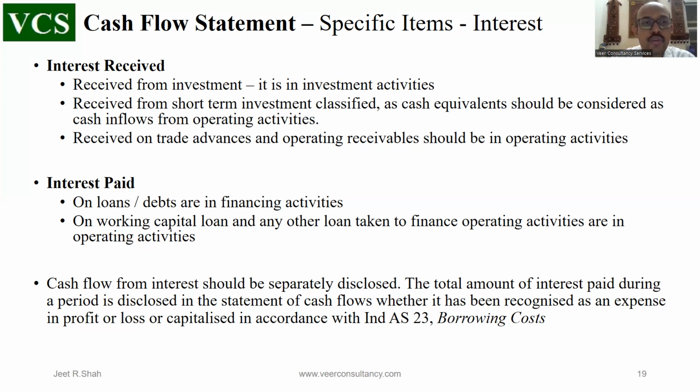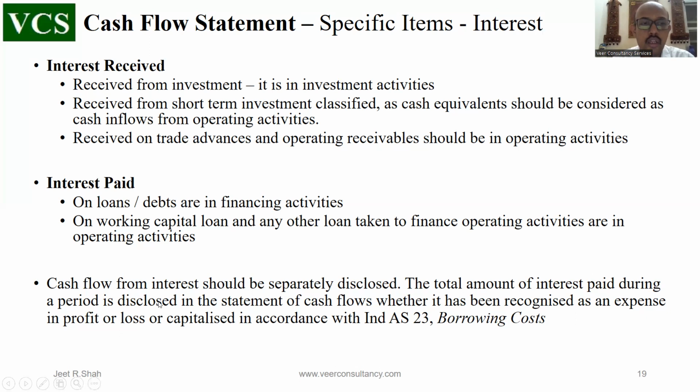And the interest that you receive on trade advances and operating receivables should be in operating. If you are charging some interest for a person not paying you on time, where will that interest come? It will be a part of your operating activities. It will not be classified as investment activities. Now interest paid on the loans and debts that you pay on long-term loans will be part of your financing activity. However, the interest that we have paid on the working capital loans should be classified under cash outflow in operations. However, I have seen most of the companies put it in financing activities only. But basically it has to go in operations. So any interest paid on long-term loans will be a part of your financing activities, and any interest paid on working capital financing will be a part of your operating activities.